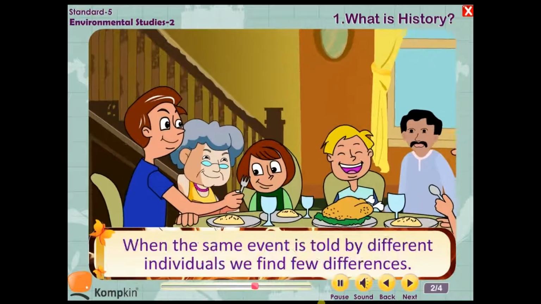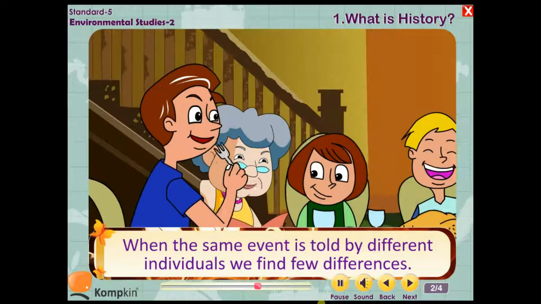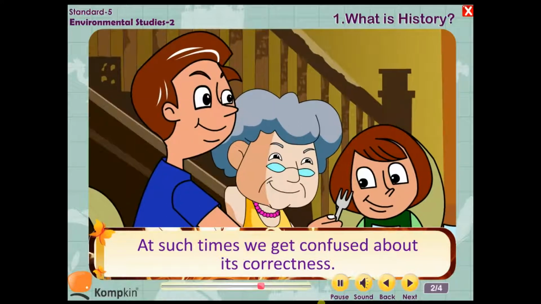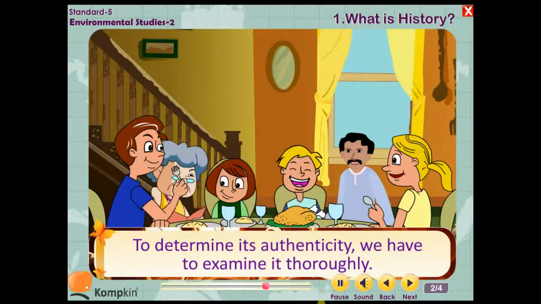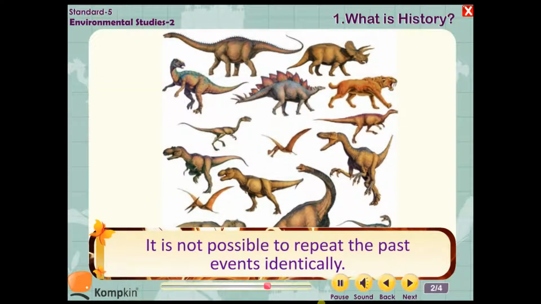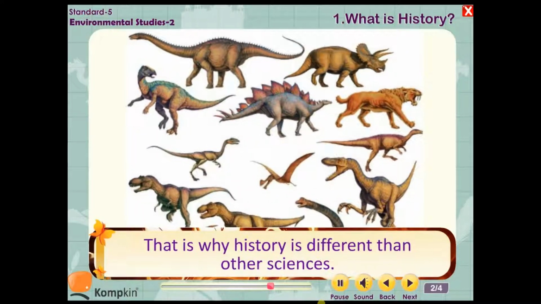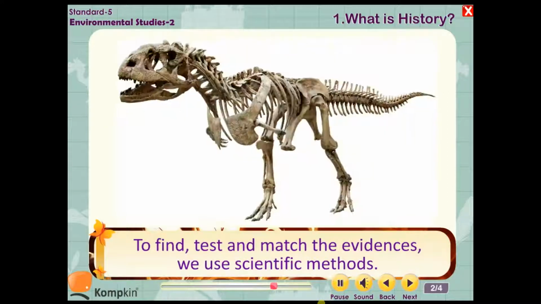They remember those events. When the same event is told by different individuals, we find a few differences. At such times, we get confused about its correctness. To determine its authenticity, we have to examine it thoroughly. It is not possible to repeat the past events identically. That is why history is different from other sciences.